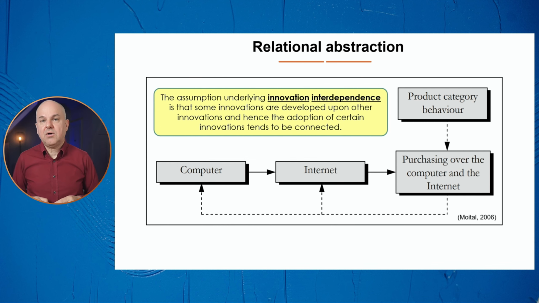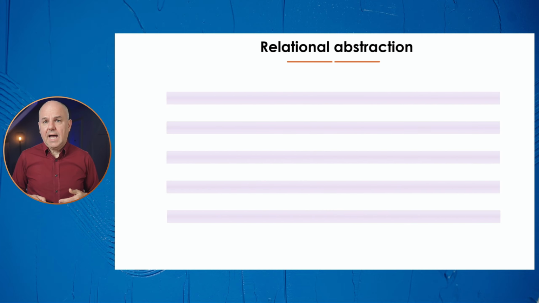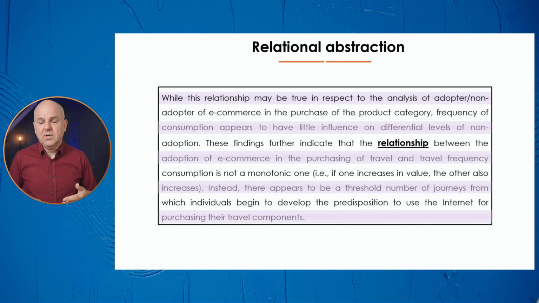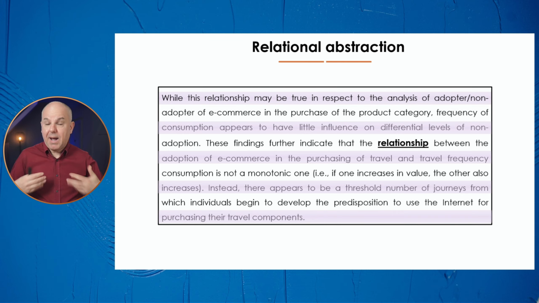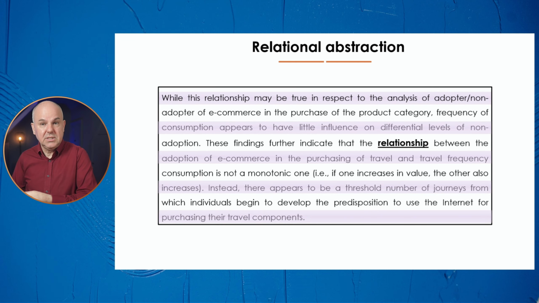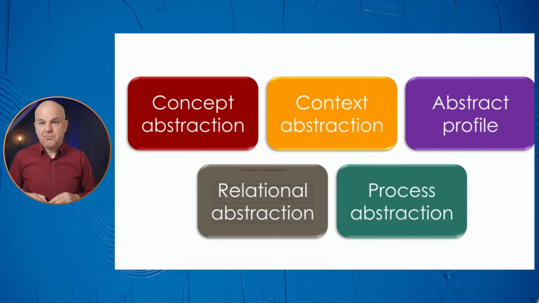I was looking at the concept called innovation interdependence. And this allowed me to make claims about the relationship between the various concepts in my conceptual framework. And again, I had to use abstract thinking, not only to design my conceptual framework, but then to draw conclusions about the relationship between the various elements in that conceptual framework.